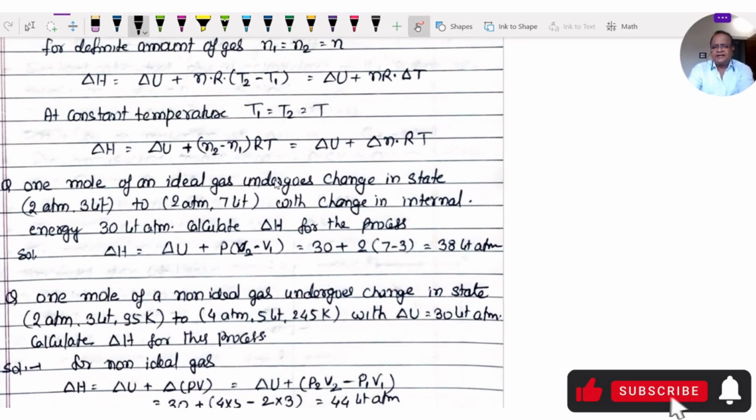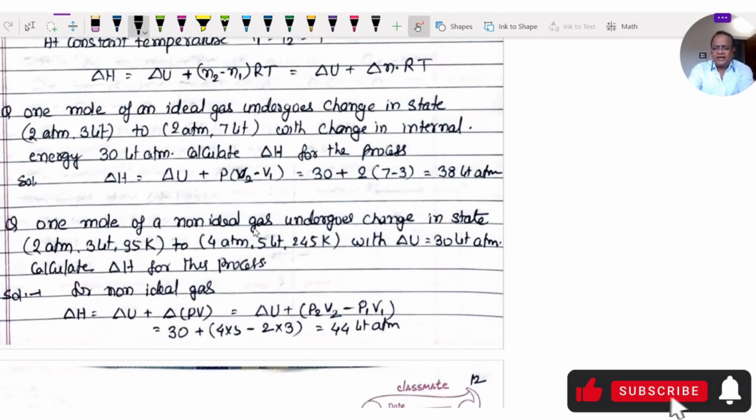1 mole of an ideal gas undergoes change in state from 2 atmosphere and 3 liter to 2 atmosphere and 7 liter, meaning constant pressure, with change in internal energy 30 liter atmosphere. Calculate delta H. So pressure is constant, so delta H equal to delta U plus P delta V, or P (V2 minus V1). The delta U is given 30 liter atmosphere, P is 2, and change in volume 7 minus 3, 4 liters.